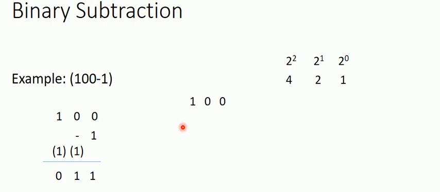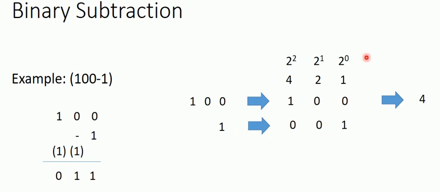Now let's check this example in decimal format. Here we first convert 100 to decimal format. We see here our LSB is 0. We start from LSB, that is 0 into 2 to the power 0, that means 0 into 1, plus 0 into 2 to the power 1, that means 0 into 2, plus 1 into 2 to the power 2, that means 1 into 4. If we add these 3 numbers, we get 4 plus 0 plus 0, that is equal to 4, which is the decimal number of 100. Now convert 1 to decimal format, we get 1 into 2 to the power 0, that means 1 into 1, which is equal to 1.